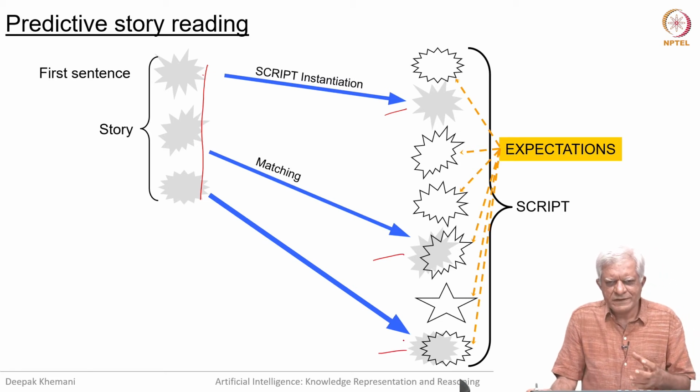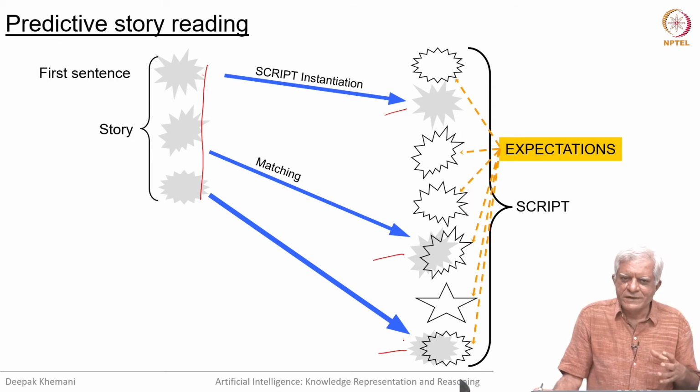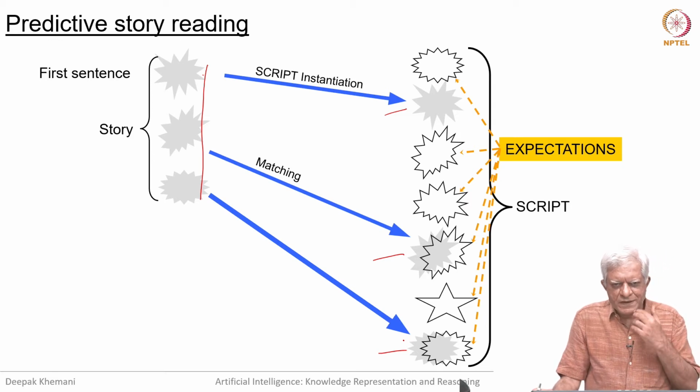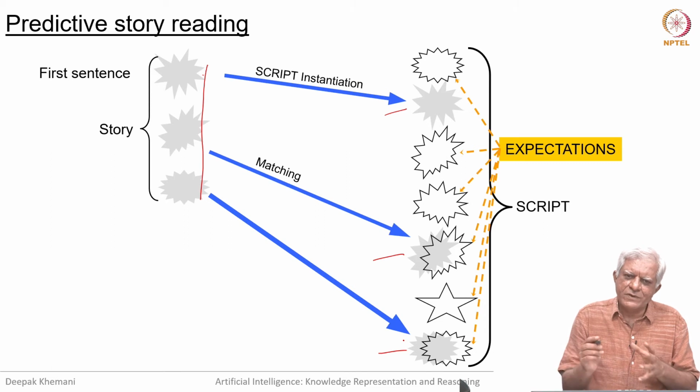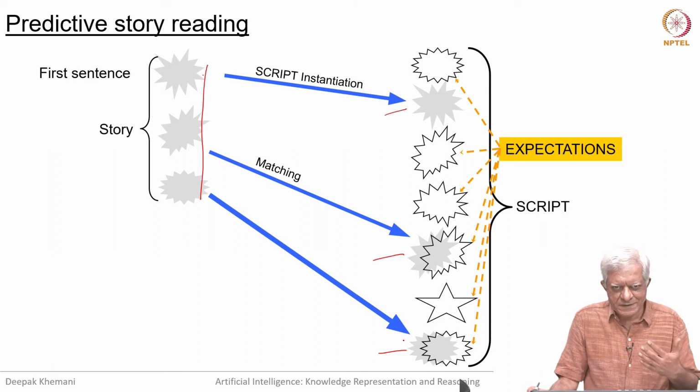So, typically when we tell stories about typical situations, you do not describe everything at every level of detail. If I were to tell you that I went to the canteen and I had a dosa and a coffee, that much is enough for you to figure out what happened. You will figure out, because you know what happens in a canteen.